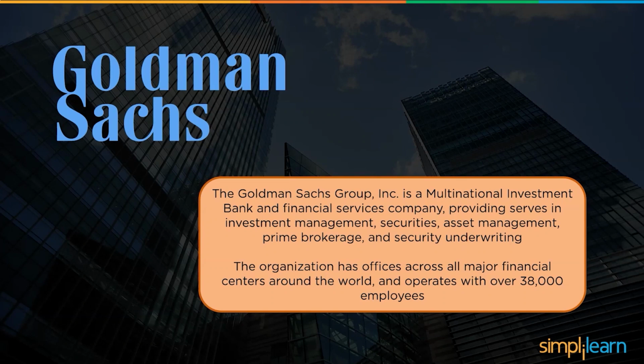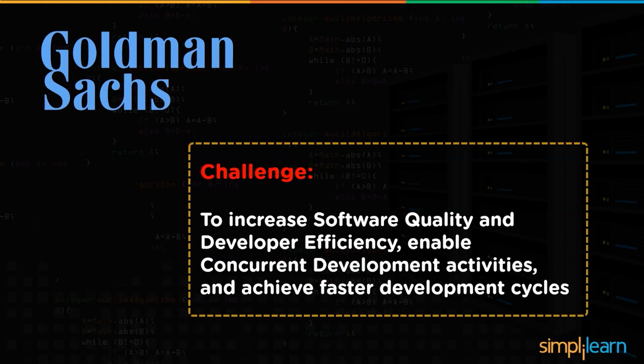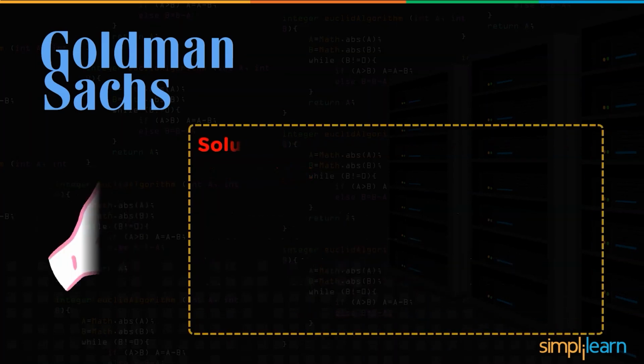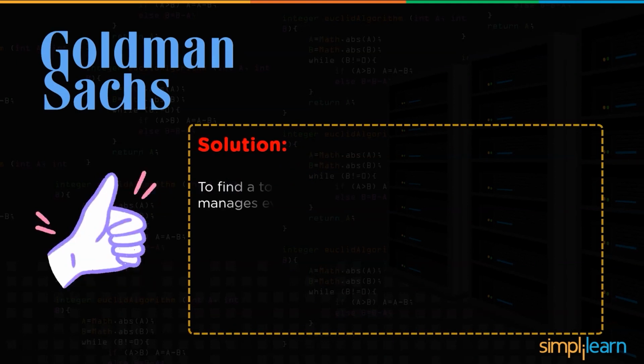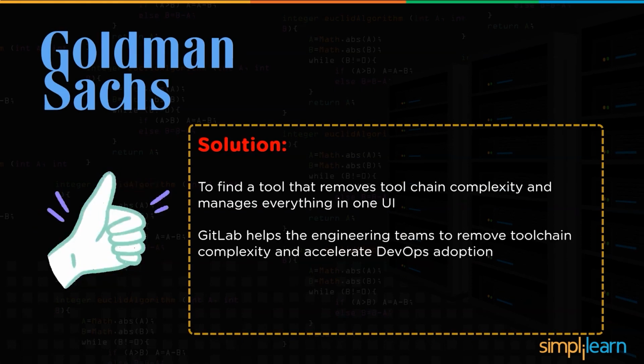But no matter how huge the organization is, it surely faces some challenges. The biggest challenge in front of them was to increase software quality and developer efficiency. They needed to find a way towards concurrent development activities and to achieve faster development cycles. The possible solution to this challenge was to have a tool that helps the team to remove toolchain complexity and will help developers to manage everything in one user interface. This would help in centralization and version control. Goldman Sachs chose GitLab to help the engineering teams to remove this complexity and accelerate the adoption of DevOps.